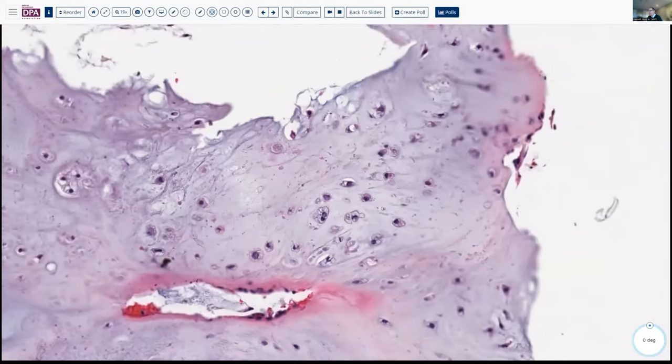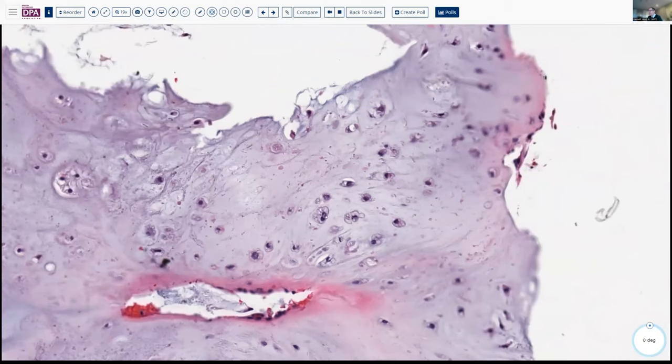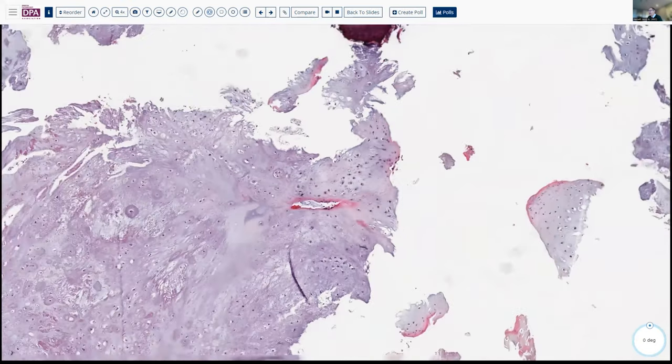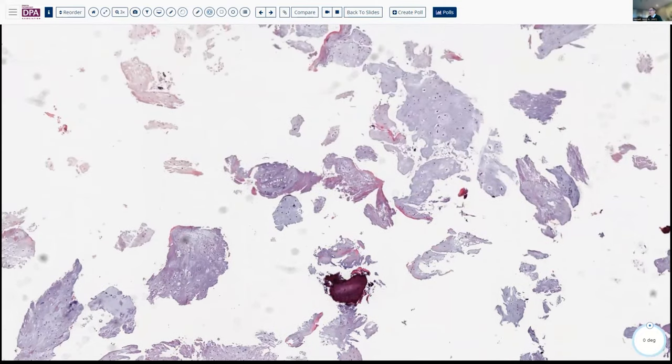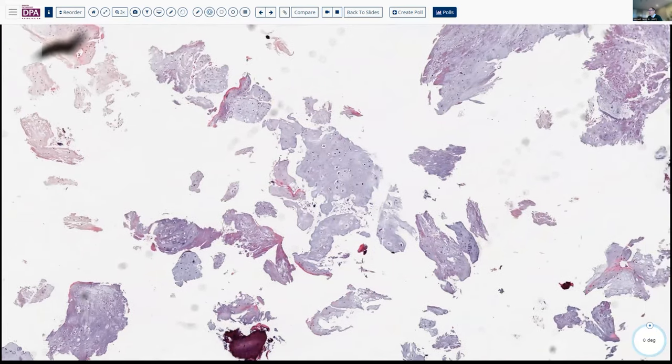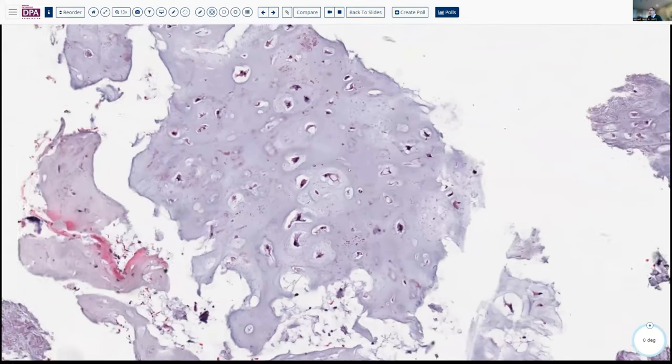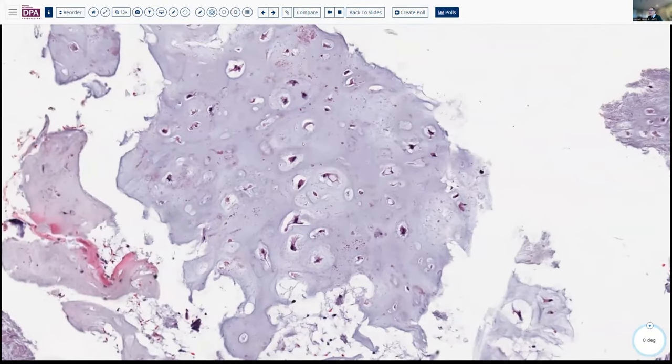If this were in a very peripheral location, say the hand or the fingers or something like that, we would probably not pay too much attention to that. But when we begin to see two and three chondroid nuclei, we should be thinking of a well-differentiated low-grade chondrosarcoma. Now, having said that, that's not going to make a huge difference in management because the treatment for low-grade chondrosarcoma and for enchondromas is by and large pretty similar.